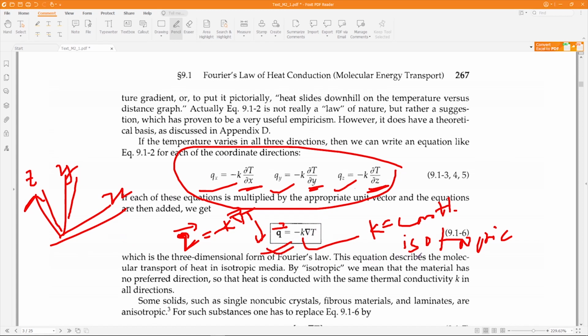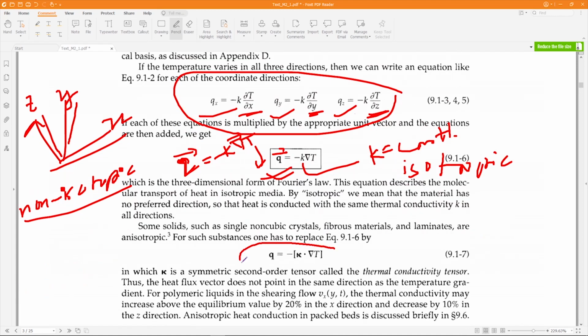But if you have non-isotropic materials, the property will be different in different directions. If you take the thermal conductivity in the x direction, it will be different; in the y direction, it will be different than x. Those materials are called non-isotropic. For non-isotropic materials, we have to use a different equation, this one. This is not in our syllabus, so if you want to know more, you can go and read about it.